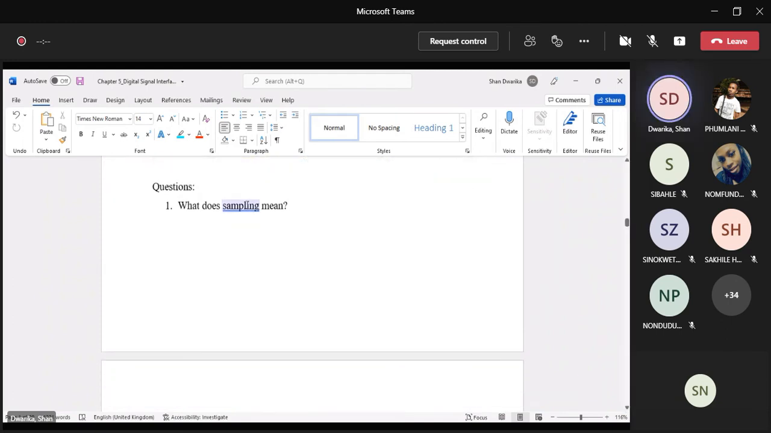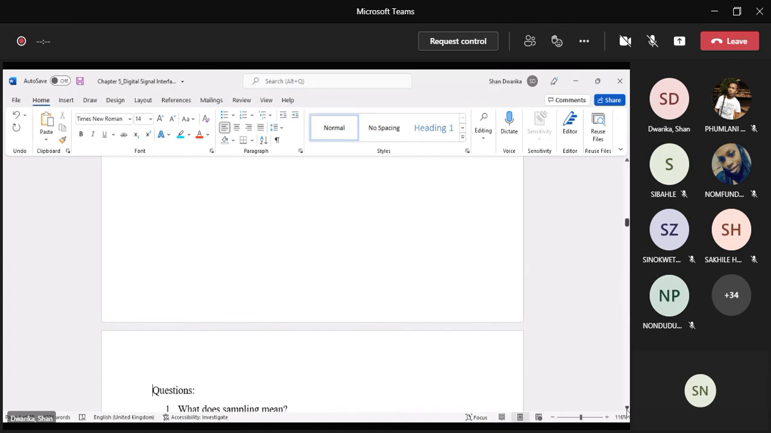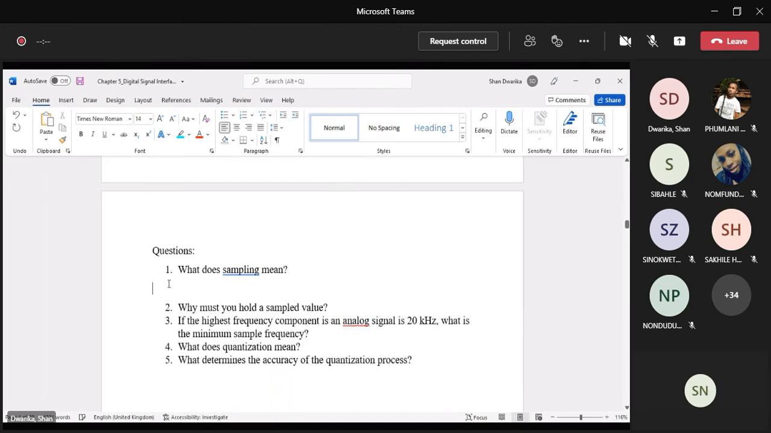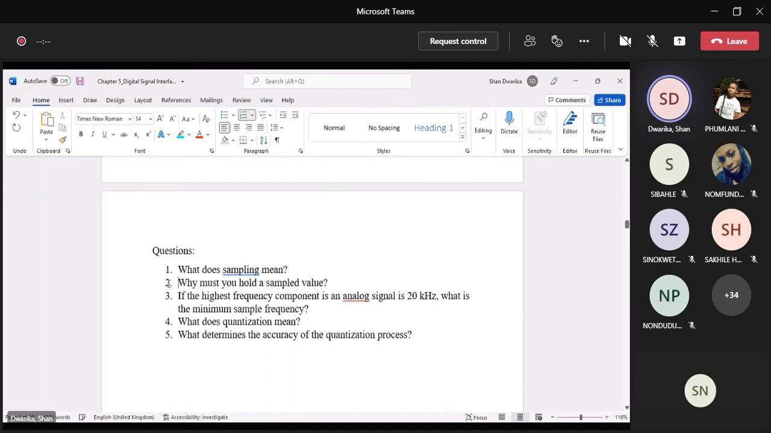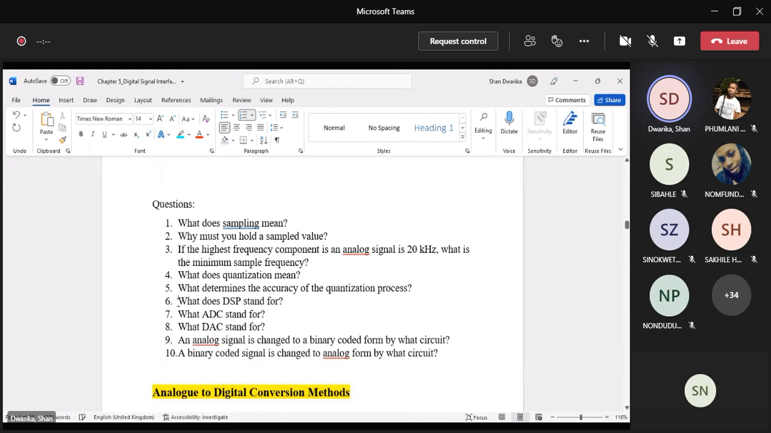So there are some questions here according to the textbook. Some of the questions in the textbook so far involved with this section are: What does sampling mean? Why must you hold a sample value? The highest frequency component in an analog signal is 20 kilohertz. What is the minimum sampling frequency? What does quantization mean? What determines the accuracy of the quantization process?